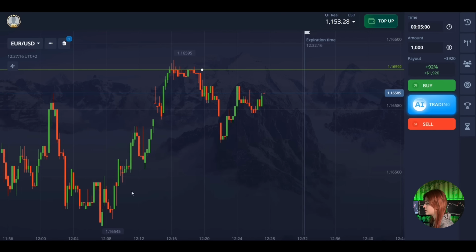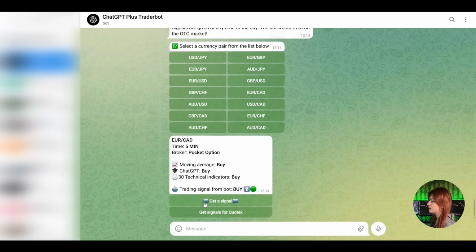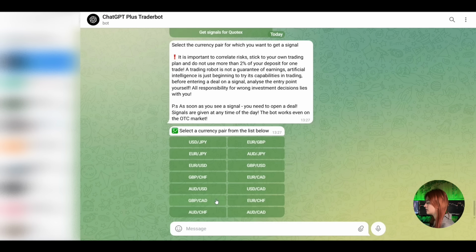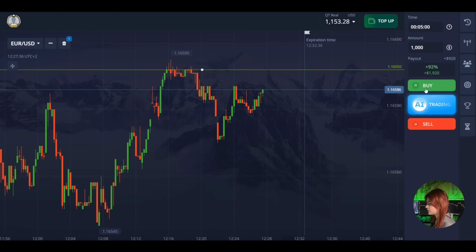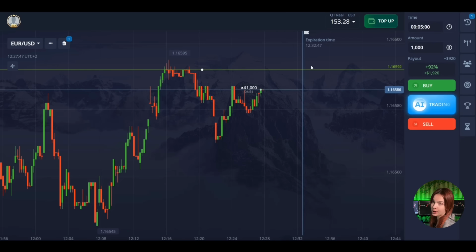So now let's make a request from the bot for this currency pair. Click on the get signal button, then in the bots list, we click on the currency pair we need. Here the bot suggests to open a deal to buy, so we follow the instruction and click on the green button. I hope that 5 minutes will be sufficient. In this case, even considering the possibility of consolidation or downward rollback. Guys, let's wait for the end of our deal.